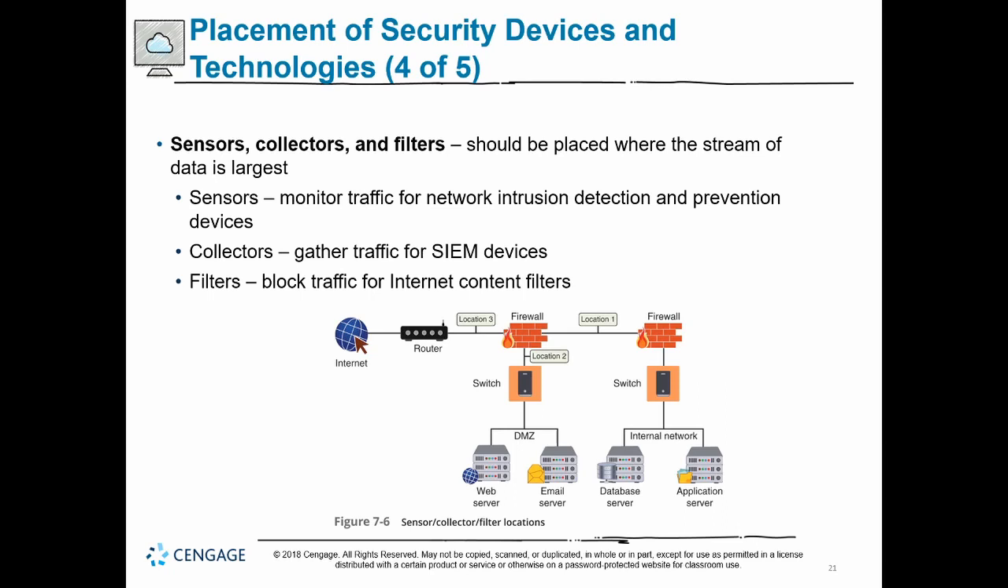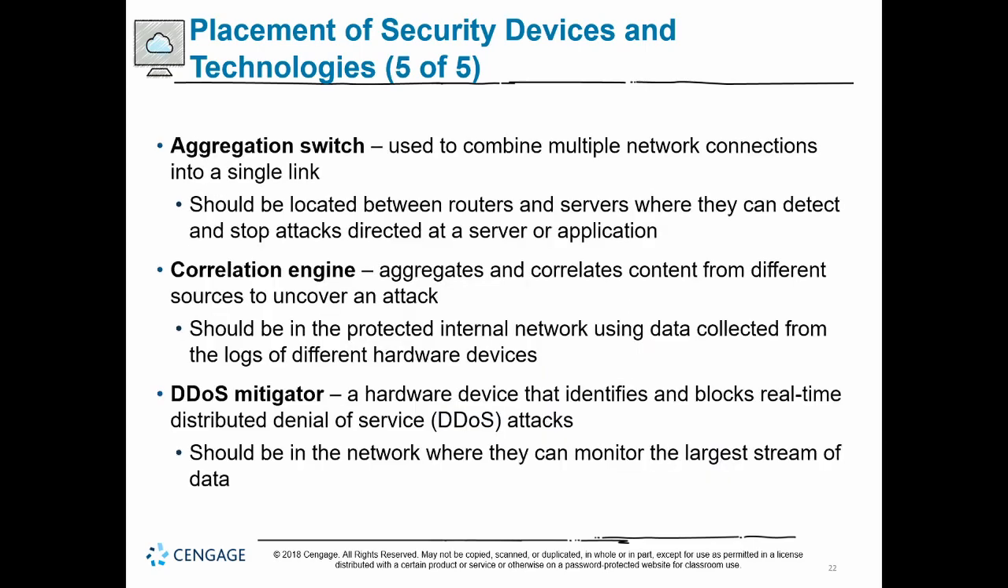With modern firewalls, usually next-gen firewalls, you have your filters on your firewalls. An aggregation switch is used to combine multiple network connections into a single link, and should be located between routers and servers where it can detect and stop attacks directed at a server or application. A correlation engine aggregates and correlates content from different sources to uncover an attack. It should be in the protected internal network, using data collected from the logs of different hardware devices.